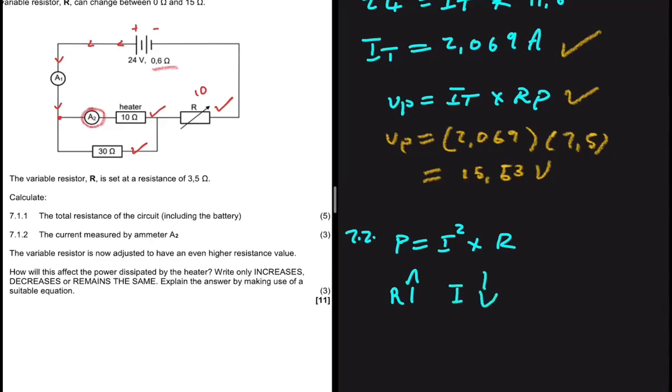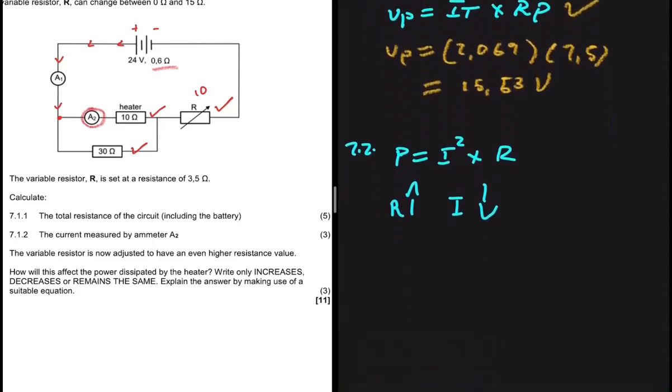If the current goes down and P is directly proportional to I squared, then the power should also go down. It should decrease. So the answer to 7.2 should be decreases, as we can clearly see from our equations.